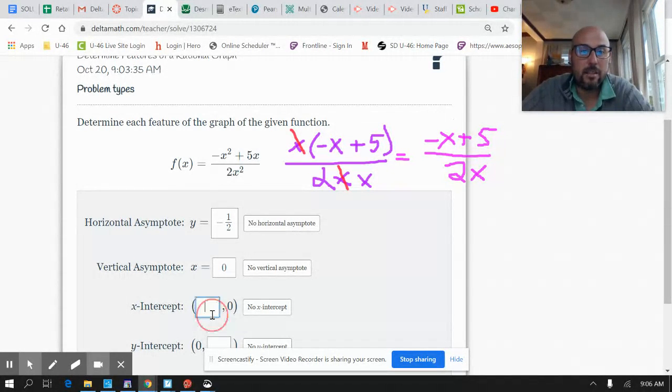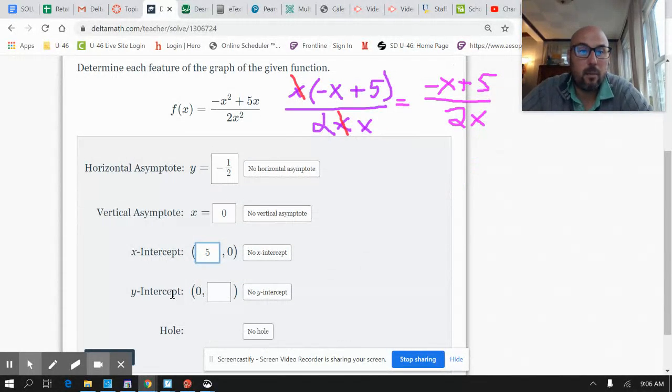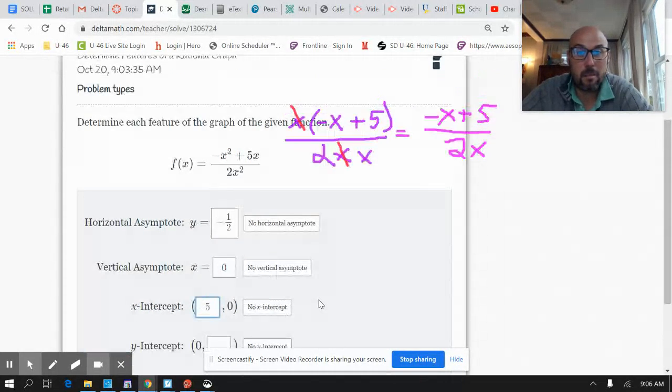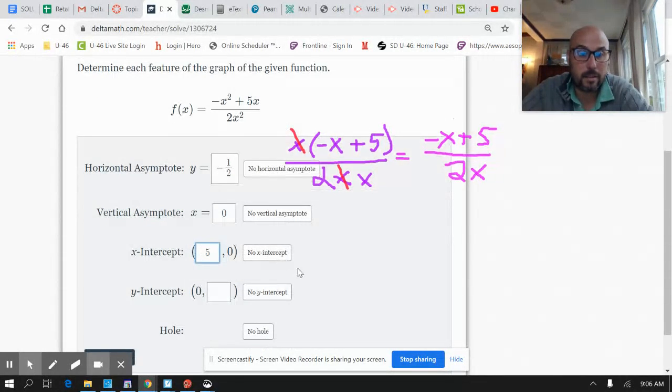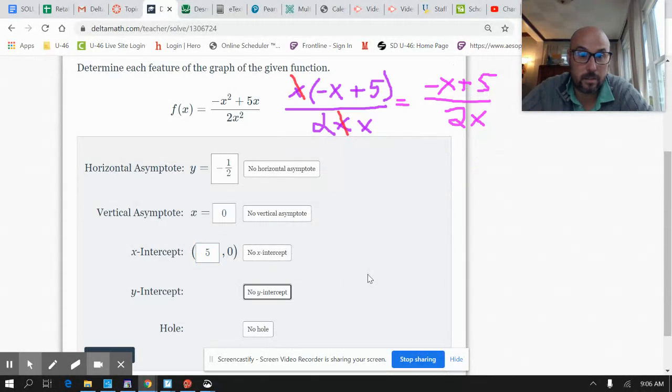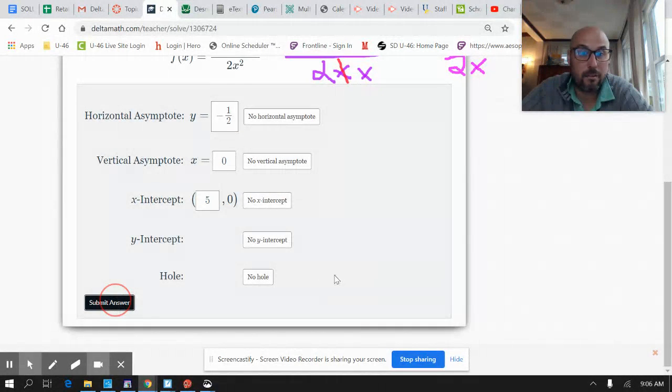Okay, is there an x-intercept? Is there an x value that makes the numerator 0? Yeah, 5. If x is 5, the top is 0. The bottom is 10, but the top is 0, which makes the whole thing 0. Is there a y-intercept? Well, that happens when x is 0, and remember, x can't be 0 because you're dividing by 0. And there's a vertical asymptote shooting right through the y-axis, so there is no y-intercept. And so this is our final answer.